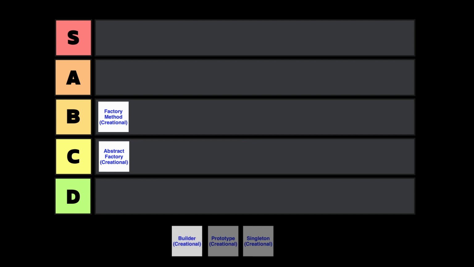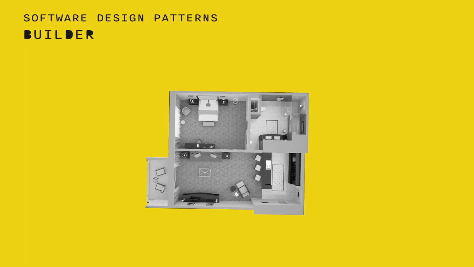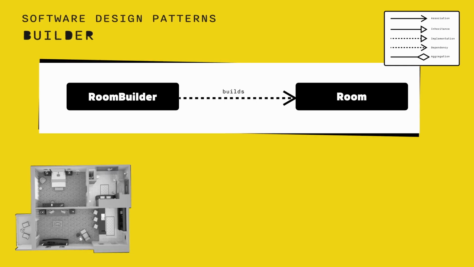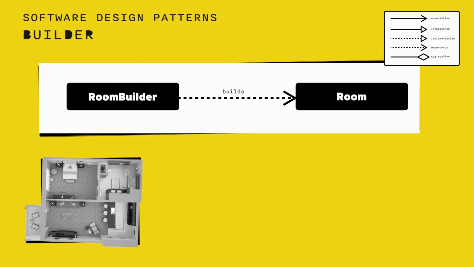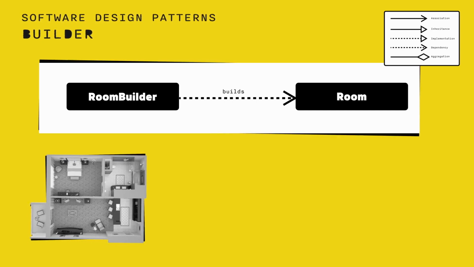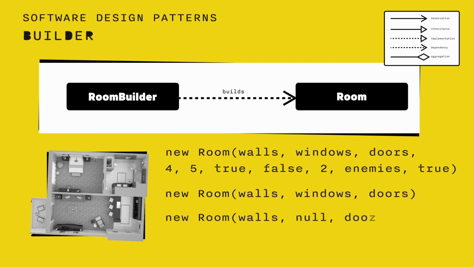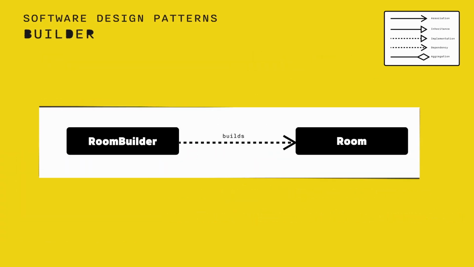Next, we have the builder. If you need to build a complex object where you have lots of possible options, this will come in handy. Let's say that your game can generate random rooms, and everything in that room can be configured. The walls, the windows, the furniture, the decoration, and the enemies inside. You can end up with a giant constructor and even many constructors, and that's really unreadable. So this pattern introduces a builder class.